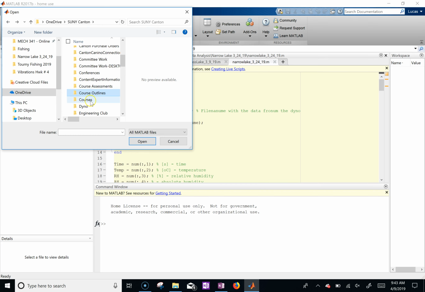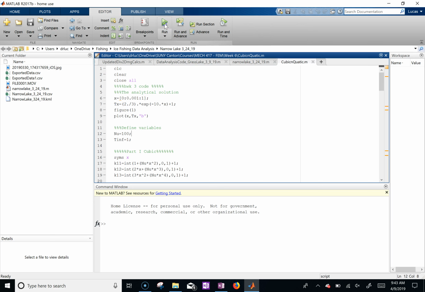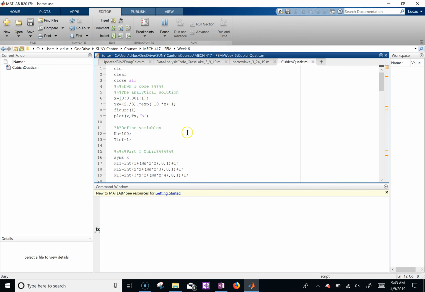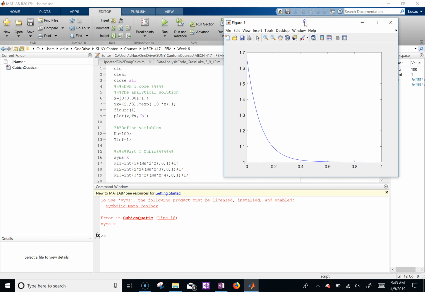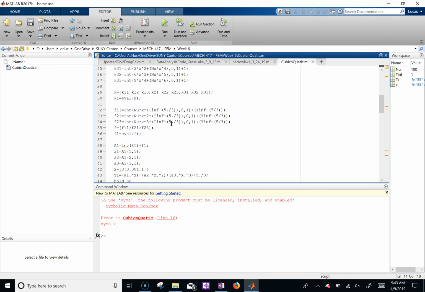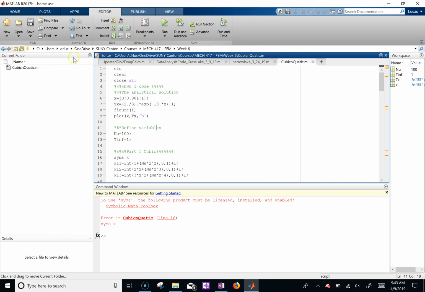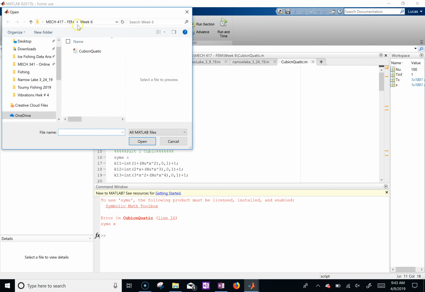Oops. FEM. Sure, we'll try this one. Oh, okay. I need my computer. That's fine. Let's see if I can do this.